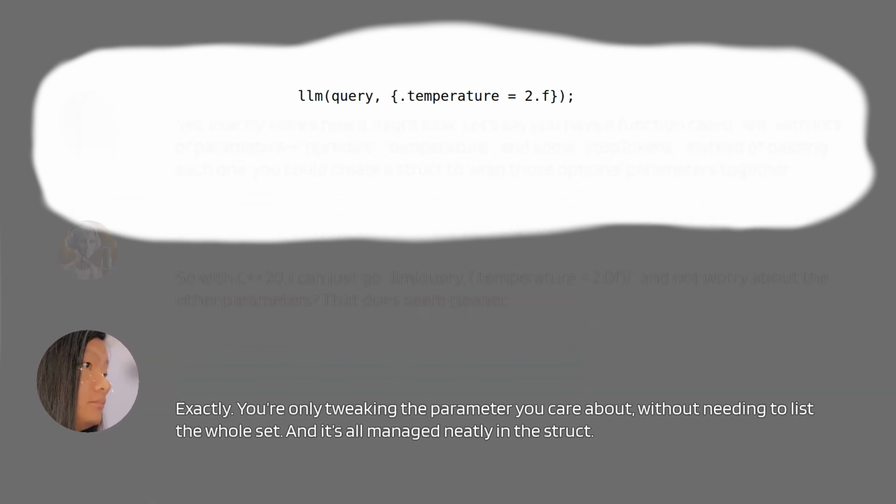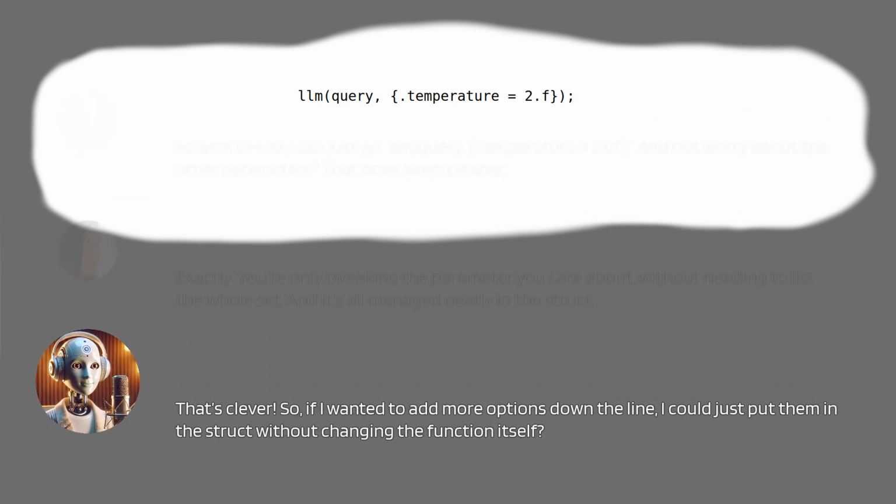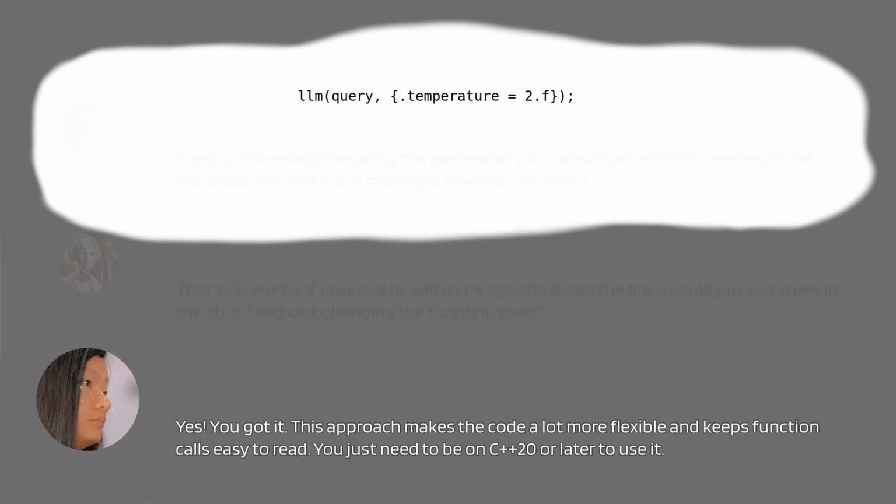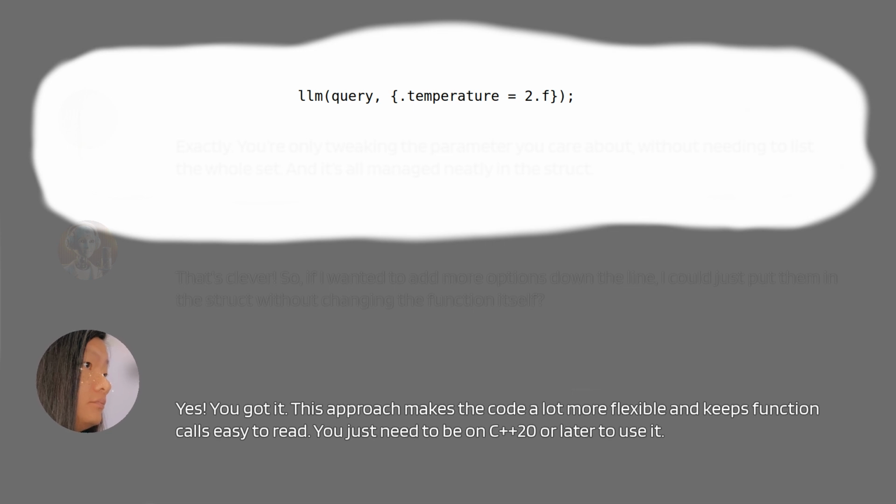Exactly. You're only tweaking the parameter you care about without needing to list the whole set. And it's all managed neatly in the struct. That's clever. So if I wanted to add more options down the line, I could just put them in the struct without changing the function itself. Yes, you got it. This approach makes the code a lot more flexible and keeps function calls easy to read. You just need to be on C++20 or later to use it.